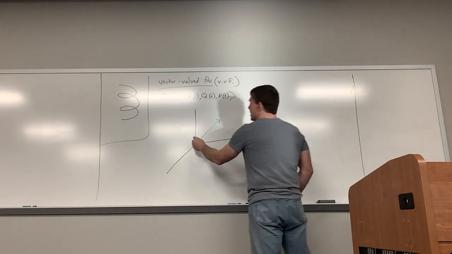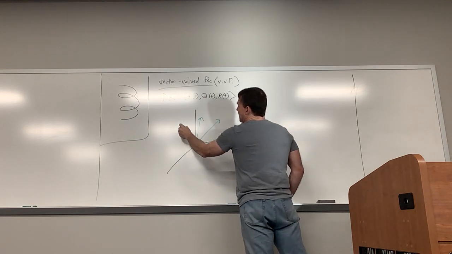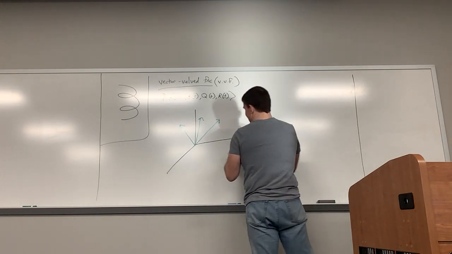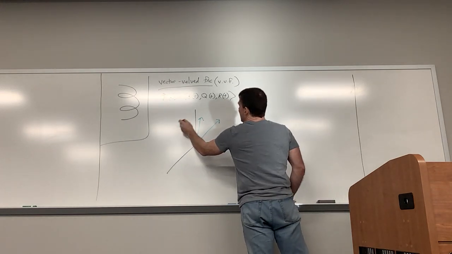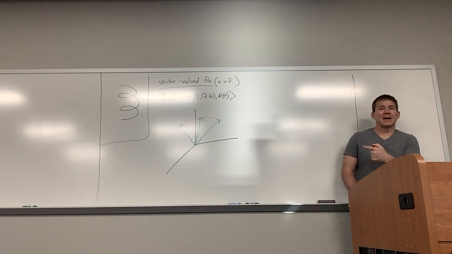Then I pick a different t, and I get maybe that vector right there. I pick a different t, and I get that vector right there. Then we look at the terminal points of those vectors, and that gives me my curve right there.